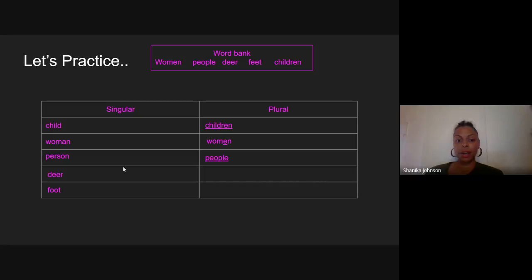The next word is deer, right? What if at night I was crossing the street and I saw a deer? That means one. But what if I saw a bunch of them? Would it be woman, people, deer, feet, children? Yeah, deer, right? And this one's kind of easy because the spelling is exactly the same. It's the same word. So just remember that when you see one deer, you use deer. And when you see more than one deer, you use deer.